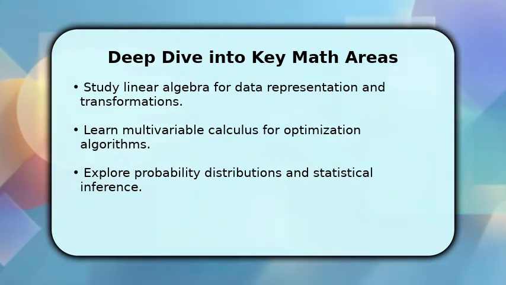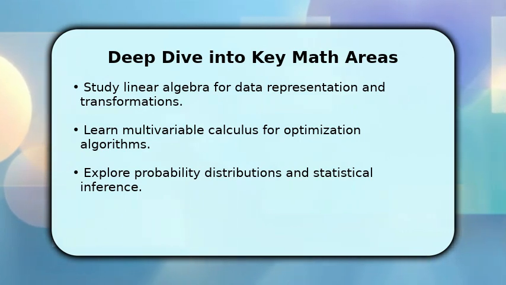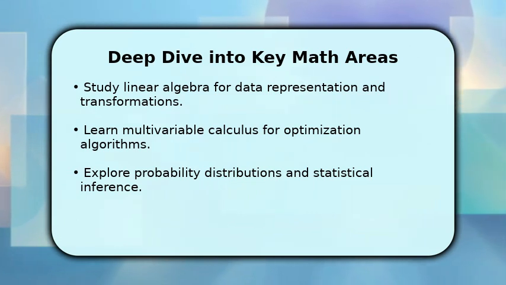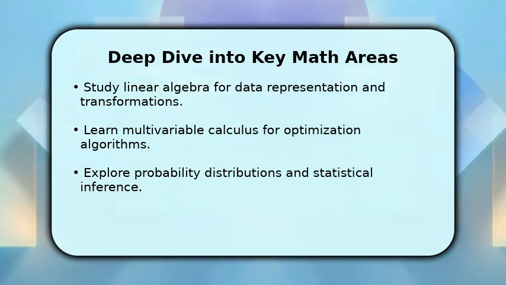Linear algebra is crucial for understanding how data is structured and manipulated in machine learning models. Multivariable calculus helps us optimize these models by finding minimums and maximums. Probability and statistics are vital for making sense of data, understanding uncertainty, and evaluating model performance. These three pillars form the mathematical backbone of machine learning.